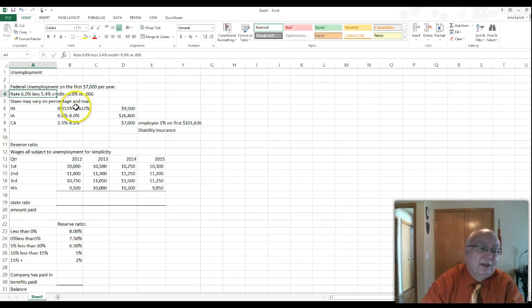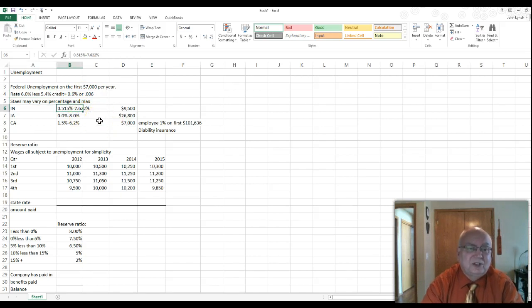The federal is used mainly for borrowing by the state and for administrative duties, whereas the state's the one actually that pays the unemployment compensation. The state rates vary tremendously, and you can find what your actual rate is in various places.